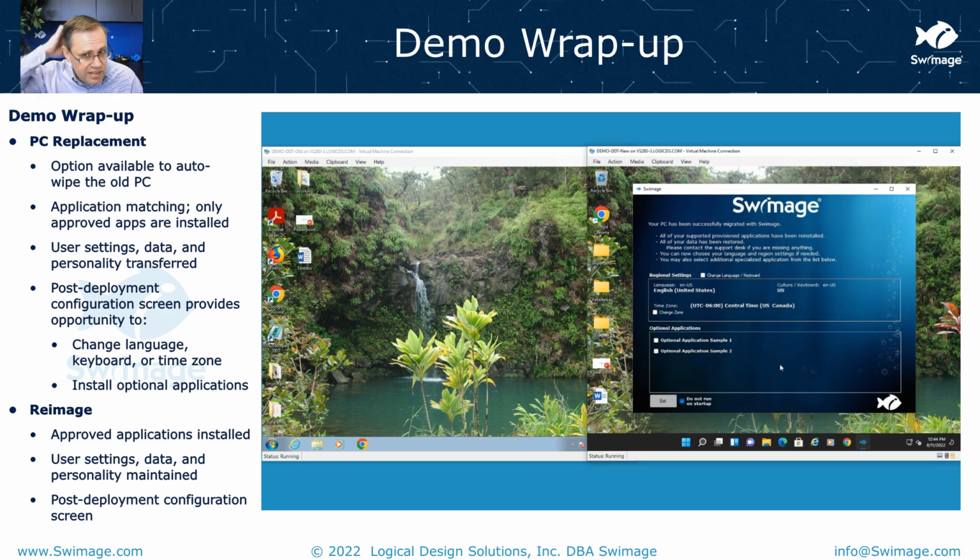Then you get the Swimage dialog, that's the post-Swimage dialog. This is optional. It allows the user to do things like change their keyboard layout, change their time zone. All this, keyboard layout, language, and everything will get migrated if it's a PC replacement. If it's a bare metal build, sometimes you may not know that. And so it gives you this option to allow the user to change that. And you also have the option to add applications in here as well. So if you want to give them the ability to install an application, you can do that in here as well. Okay, I'm going to go ahead and exit that.